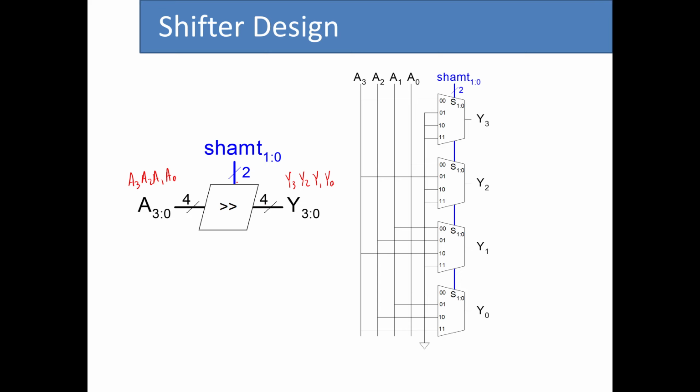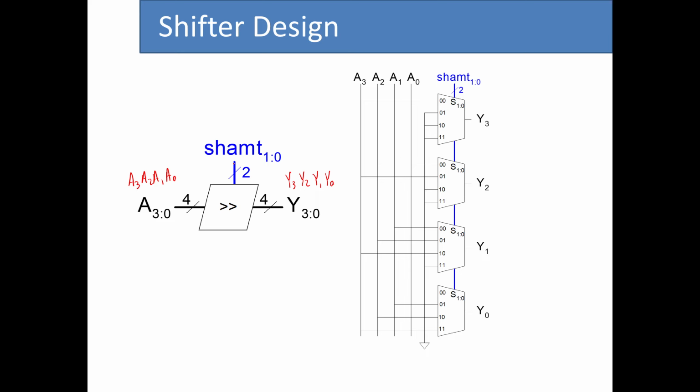And then in addition we have the shift, or the amount of shift, which is also provided as one input. Since we have 4 bits, that means that at most we can have 4 positions of shift to the right.